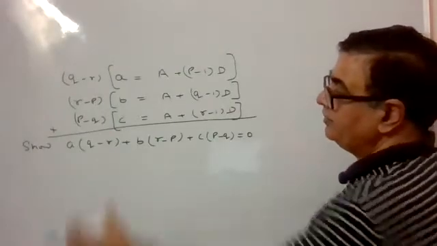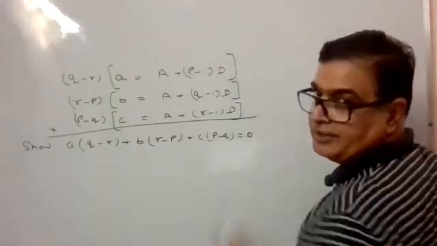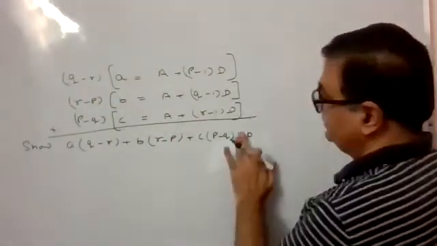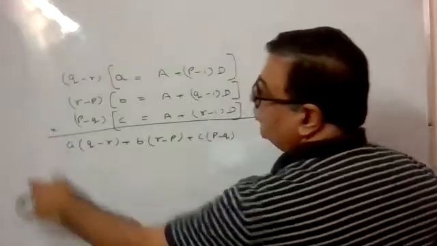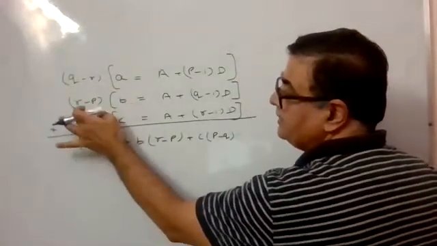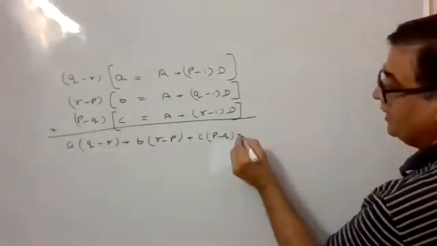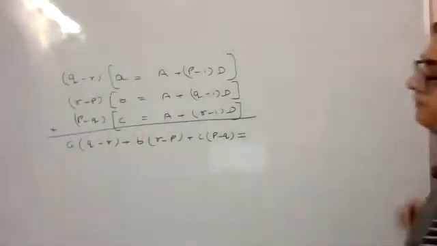When you add it, these terms will add together, these terms will add together, these terms will add together. How do we get it? Just check. What will this side come to? a times (q minus r) plus b times (r minus p) plus c times (p minus q). This side is fully there.